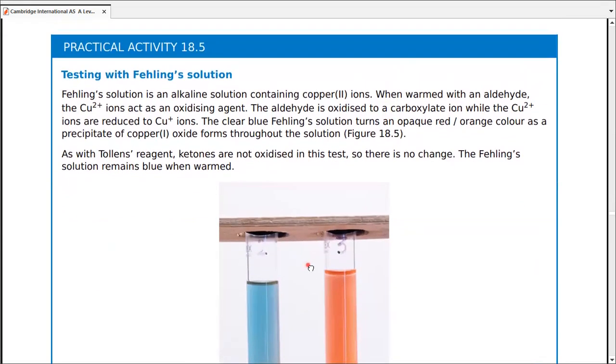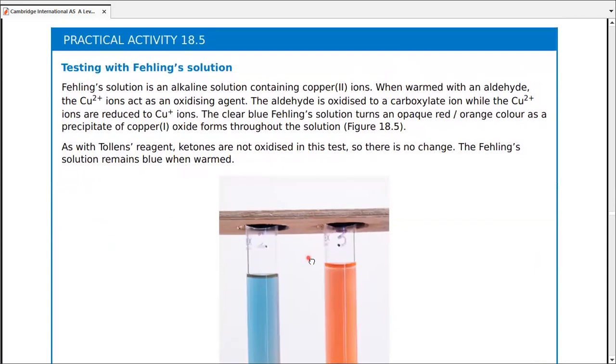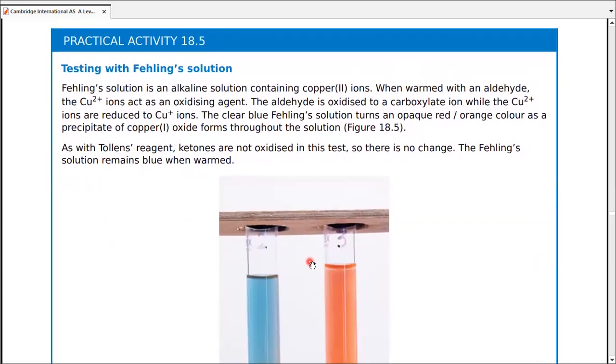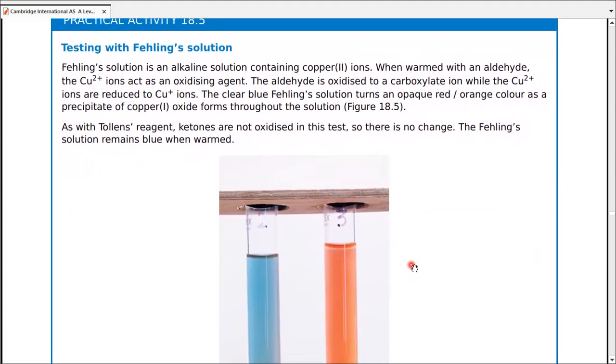So moving on to the next practical activity, 18.5, we are going to test with Fehling's solution. Now, Fehling's solution is an alkaline solution containing copper-2 ions. When warmed with an aldehyde, Cu2+ ions act as an oxidizing agent and they oxidize the aldehyde into carboxylate ions. But at the same time, they will get converted into copper-1 oxide.